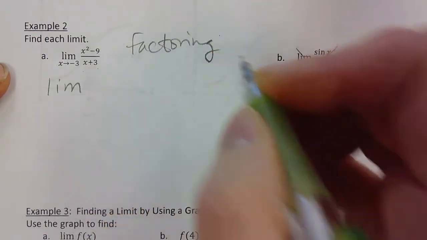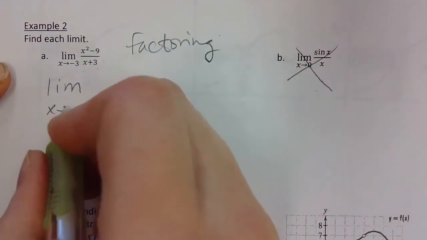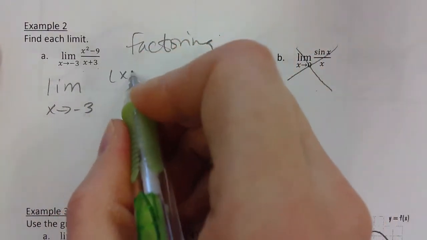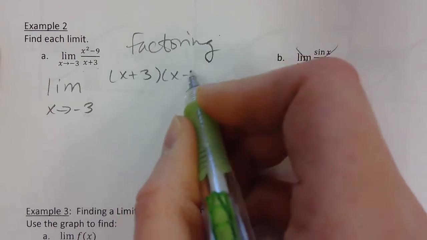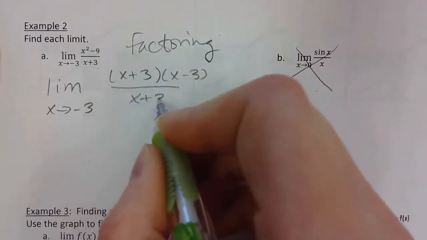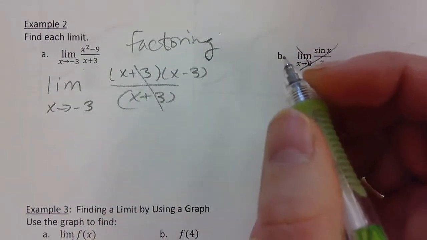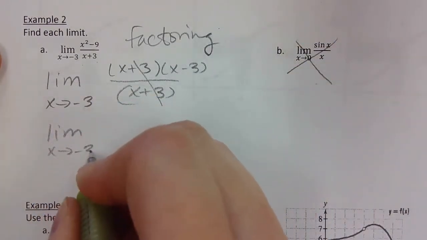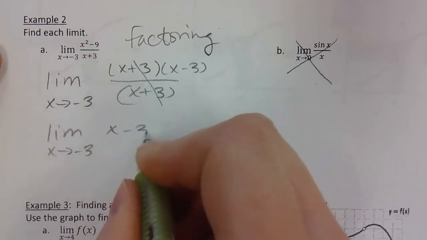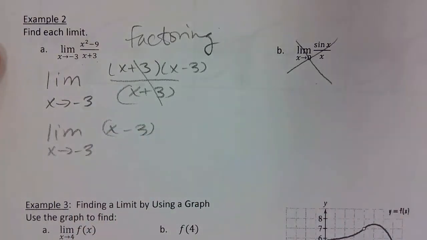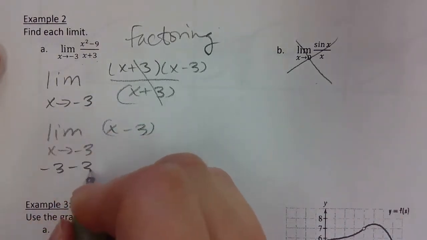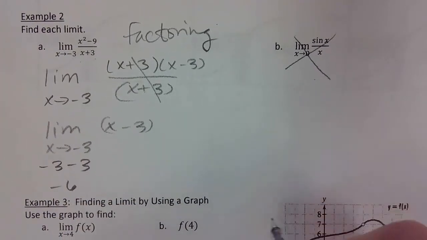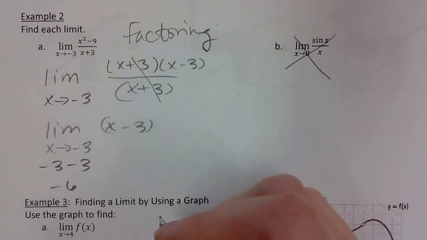So on the first one, we directly substituted. Here, I'm going to try factoring. So the limit as x approaches -3 of, let's go ahead and factor, (x plus 3)(x minus 3) all over x plus 3. Because I can get rid of those factors of x plus 3 and simplify this, now I have just an x minus 3. And now I can directly substitute. -3 minus 3 is going to be -6. So sometimes I can find the limit by just kind of playing around.